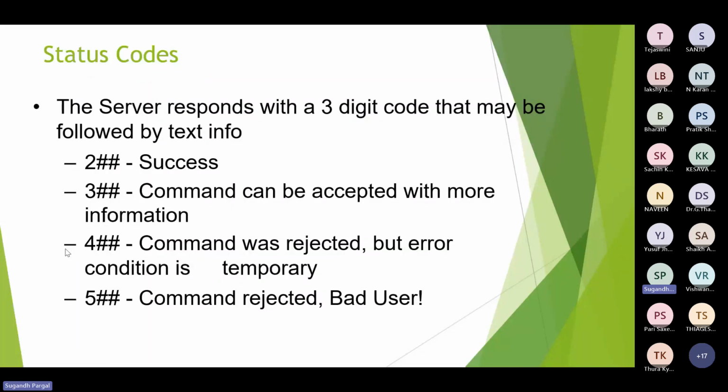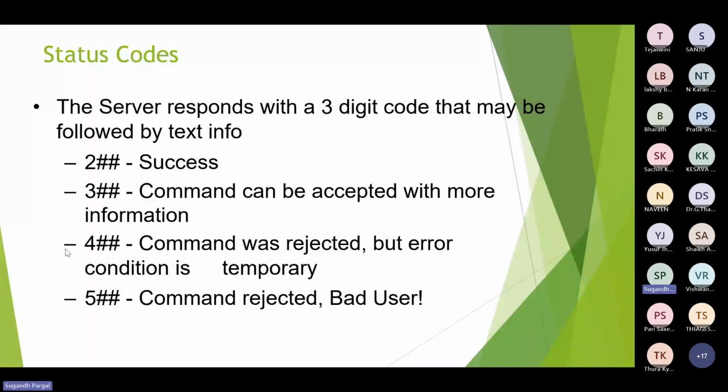There are certain status codes we receive when we send a mail. The server responds with these three-digit codes that may be followed by text information. The first code is 2xx, that is, xx can be any number, but it is a three-digit code starting with 2. That shows the success of the mail.